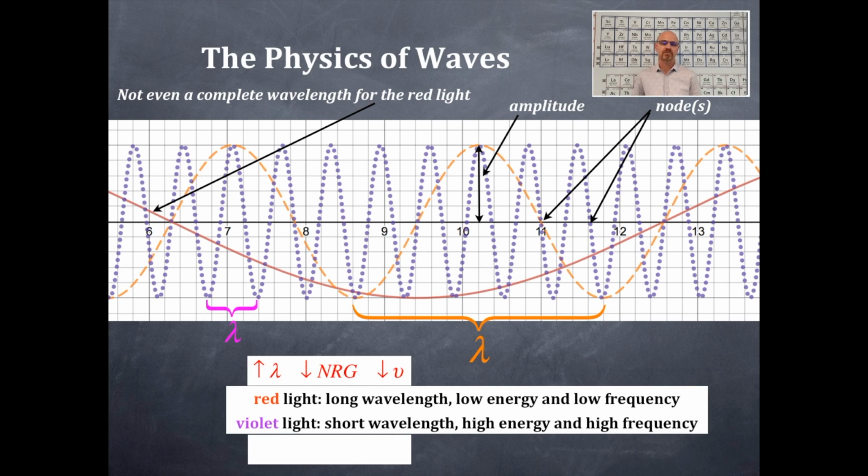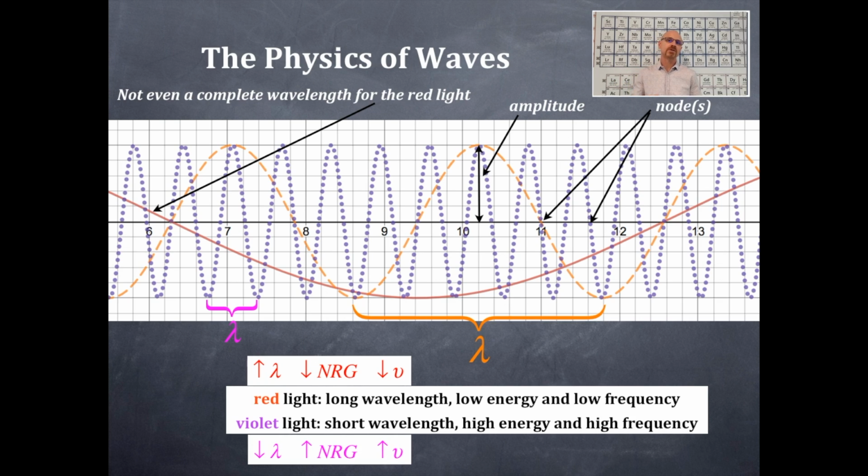So notice that that's in red. So red light, visible light, that is, has a long wavelength. I don't even have a complete cycle on this slide here for the red wavelength of light. Okay, and it has low energy and low frequency. You can see that not a lot of them pass through this whole entire section of this slide.